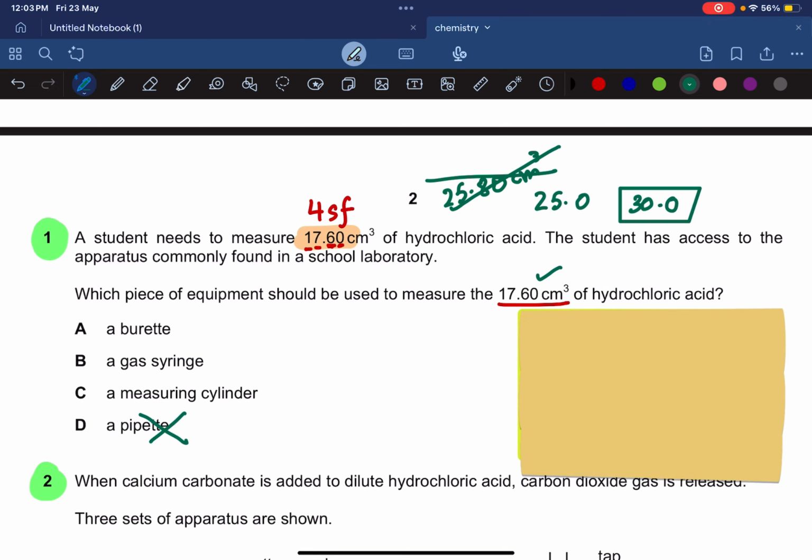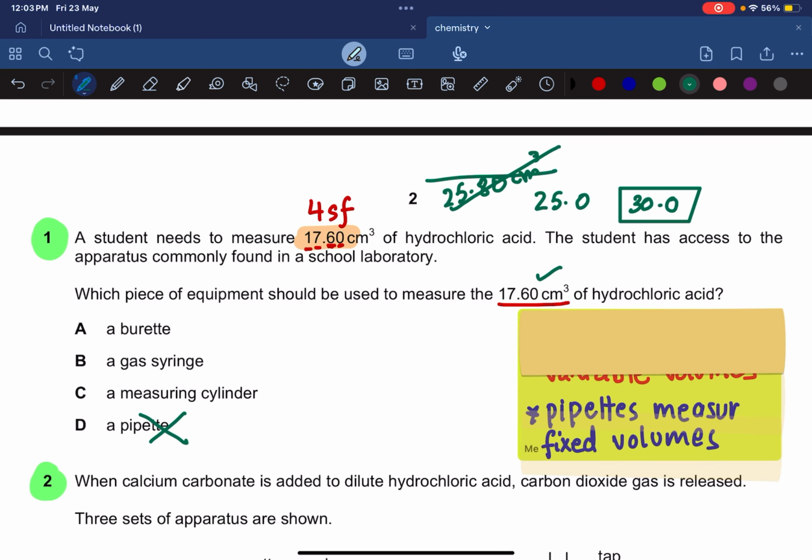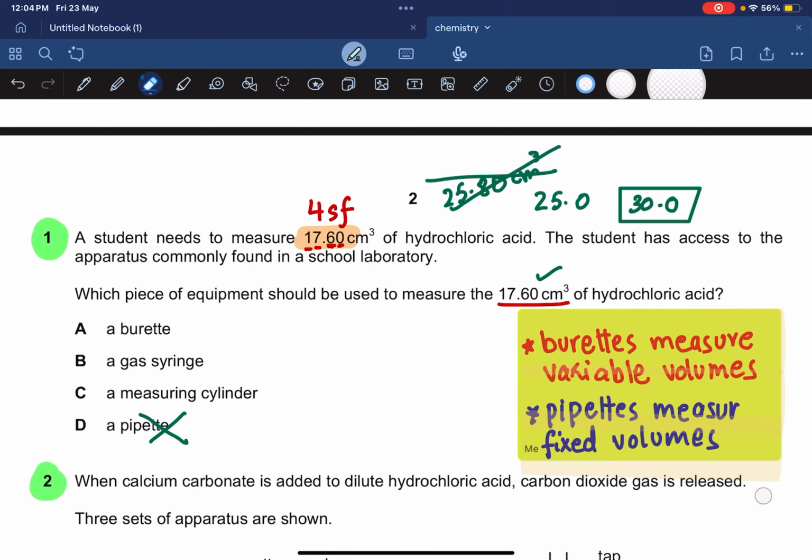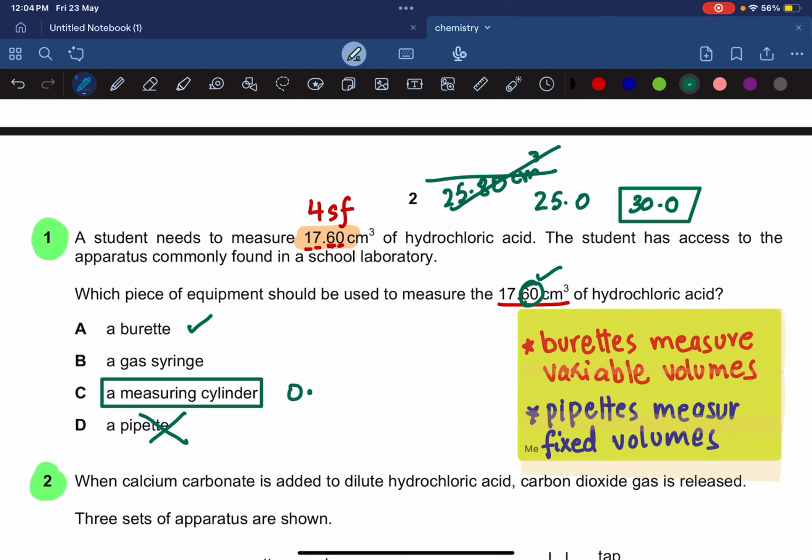The key concept that you must know is that burettes measure variable volumes and pipettes measure fixed volumes. This volume is a variable volume. By variable I mean that it's not fixed, it can vary, it can change, so we are not going to use a pipette for it, and we're going to use a burette. A measuring cylinder does not have this much precision. It cannot measure up to 2 decimal places. It only measures up to 0.1 cm cube, that's 1 decimal place.